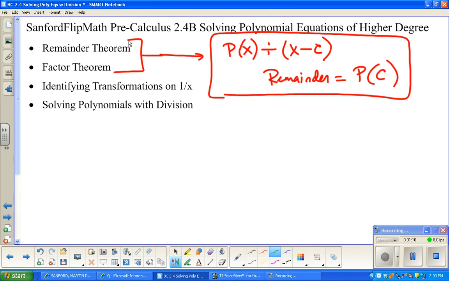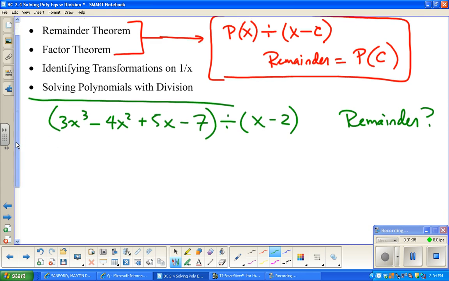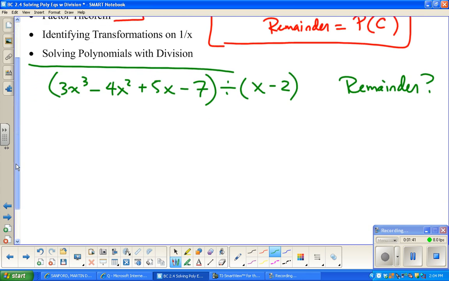Okay, so here we go. Let's say I have something like 3x to the third minus 4x squared plus 5x minus 7, and let's say I was going to divide by x minus 2. And let's say I really don't care about the quotient. All I really want to know is what is the remainder. That's my goal. I don't care about the actual quotient.